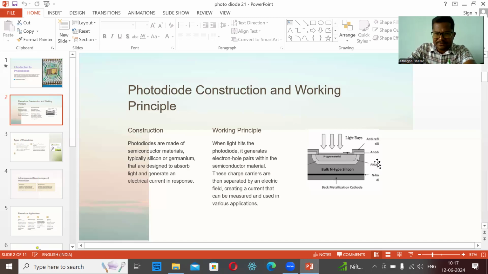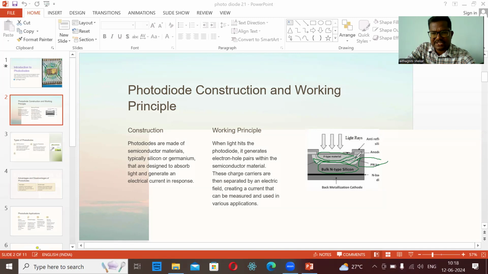Suppose we see how it works in the picture. This is the P-type semiconductor, and the downside is the N-type semiconductor. We know that P-type and N-type are part of the extrinsic semiconductors. P-type has a positive charge nature and N-type has a negative charge nature. P and N are combined, creating a junction. This is the junction.